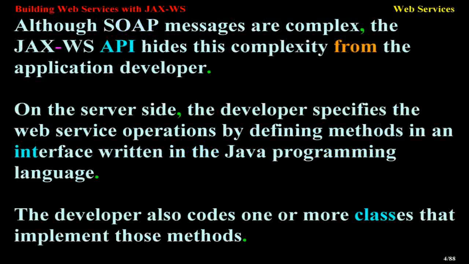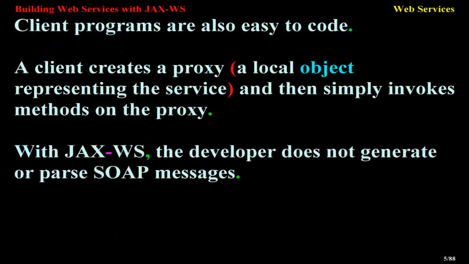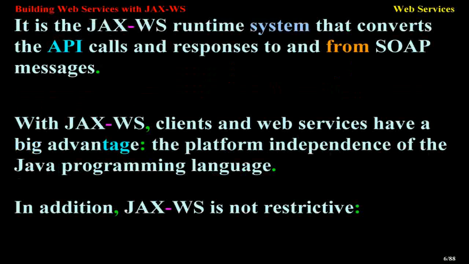On the server side, the developer specifies the web service operations by defining methods in an interface written in the Java programming language. The developer also codes one or more classes that implement those methods. Client programs are also easy to code. A client creates a proxy, a local object representing the service, and then simply invokes methods on the proxy. With JAX-WS, the developer does not generate or parse SOAP messages. It is the JAX-WS runtime system that converts the API calls and responses to and from SOAP messages.